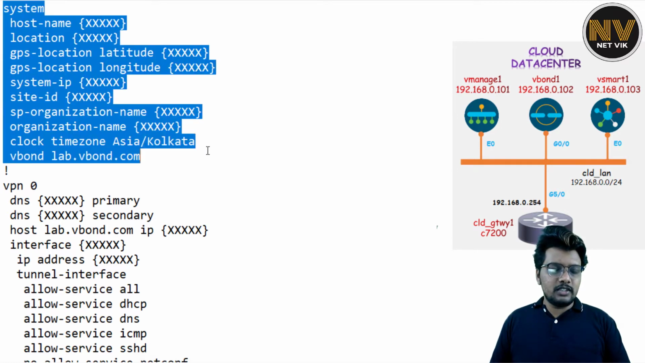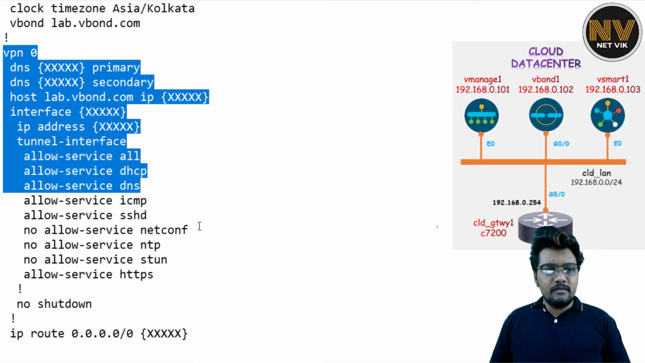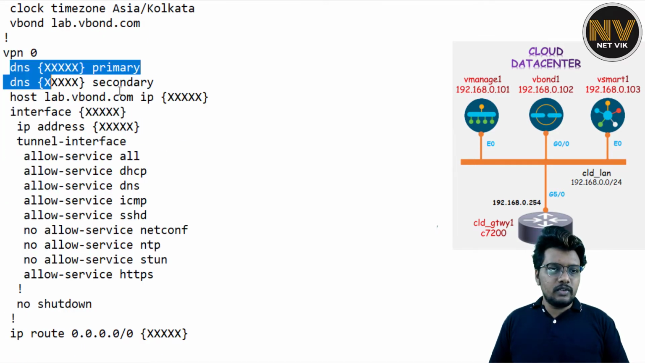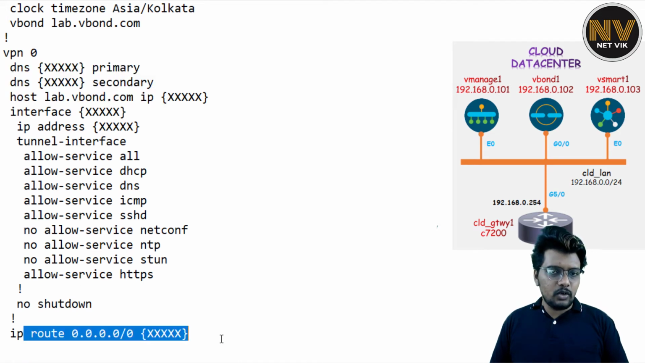If you see, we have the system configuration. This will have system IP, site ID and org name, those kind of details. Followed by we have VPN 0 configurations. Also we will configure DNS, and followed by that we will also add a default route.